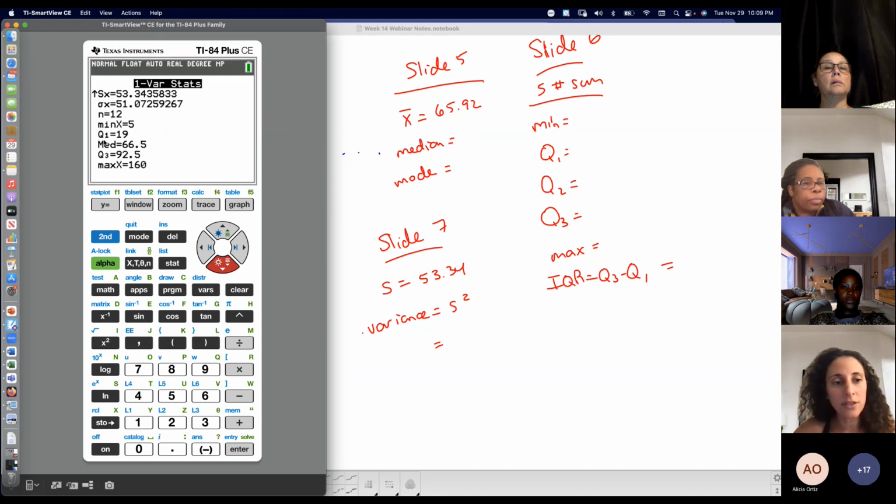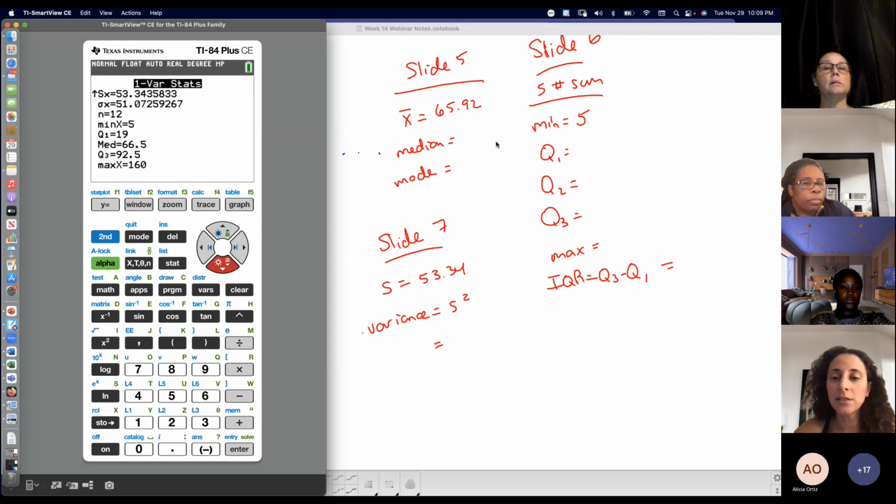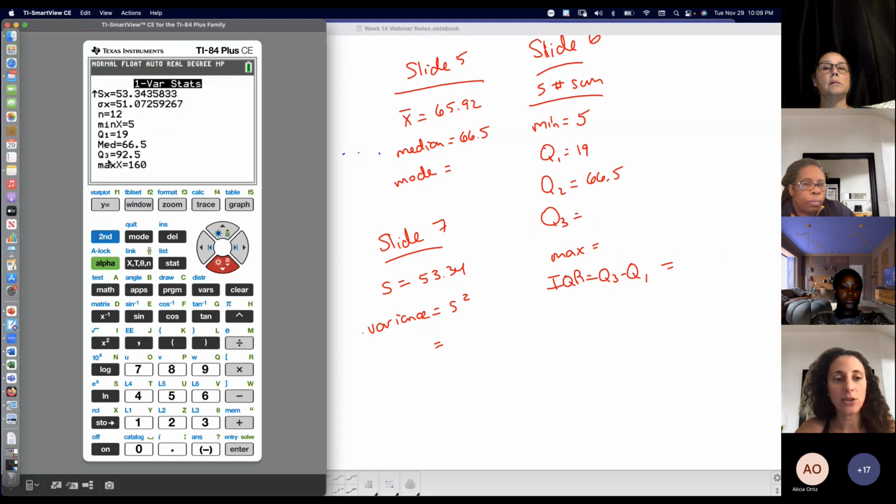My min is 5. Let's write that down. My Q1 is 19. My Q2, which is the same as the median, is 66.5. I'm going to write that here too, 66.5. My Q3 is 92.5. And my maximum is 160.